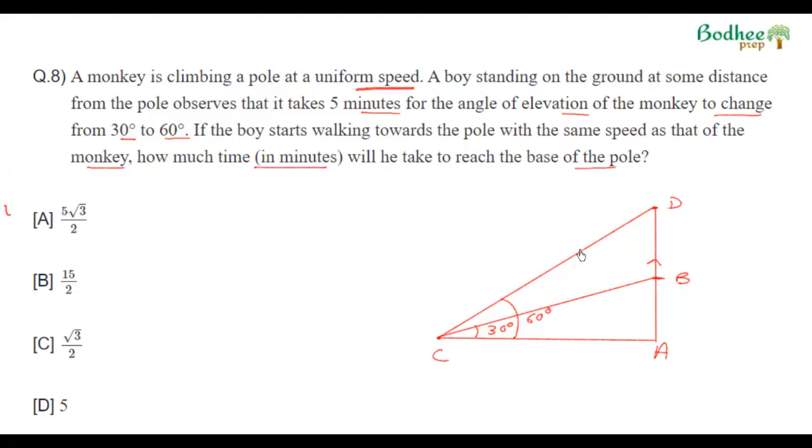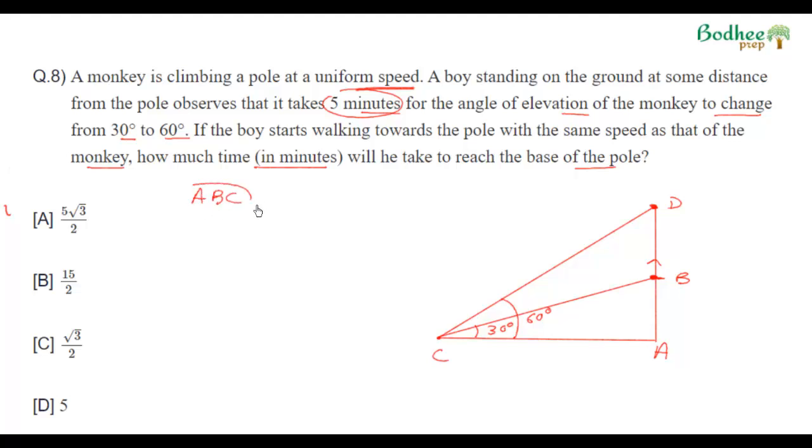We have been given that the monkey was initially at this point and it reached point D and it took 5 minutes. So we have to find the distance. The moment we find the distance, dividing it by time, we'll be getting the speed. And that will be the speed of the boy. And we just need to find the distance CA. Once we find the distance CA, we would be having the speed of the boy, so we can find the time. So this is overall the structure wherein we'll be working. So let's start the process. We don't have any idea about what the length is, so let us focus on triangle ABC.